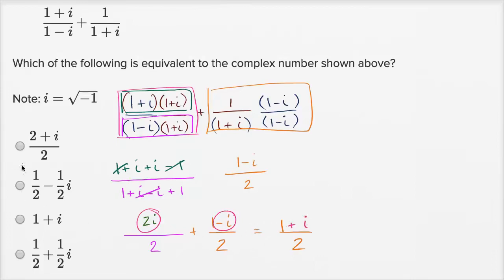They don't have exactly that, but instead of writing it like this, if we view this as 1/2 times 1 plus i, which is the same thing, or if we distribute the 1/2, we get 1/2 plus 1/2 i. And when we write it that way, we see this choice is exactly that. And we are done.